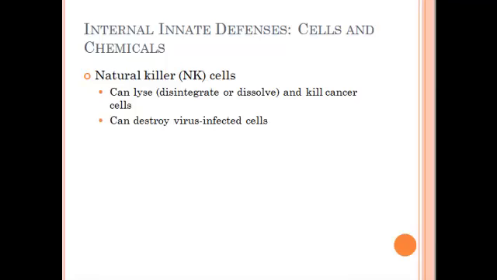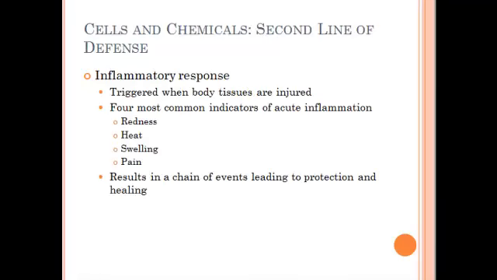So these cells, when they're infected by viruses, will put out a little antigen. They'll put out a little signal on the outside of their cell. Natural killer cells will come by, see that signal, and then they can kill the cell. So we have these guys running around too, which is a good thing.